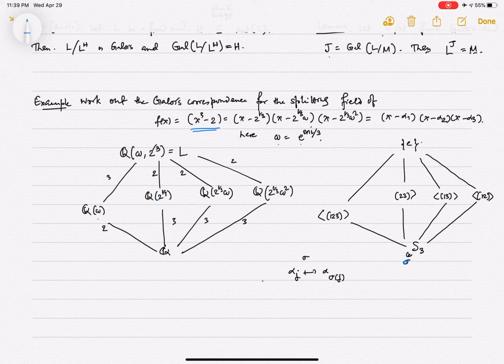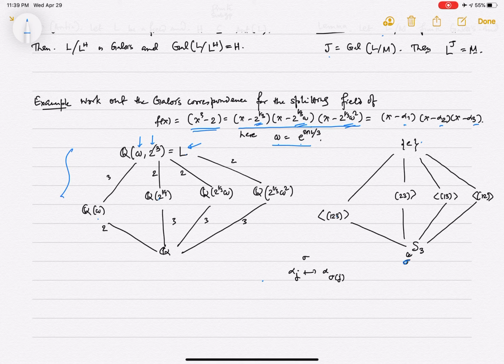The polynomial x cubed minus 2 factors like this in the complex numbers. So here are the three roots. Call them alpha 1, alpha 2, alpha 3. You add those three roots to the rational numbers and you get this field L, which you can also get just by adding a cube root of 1, e to the 2 pi i over 3, and a cube root of 2.